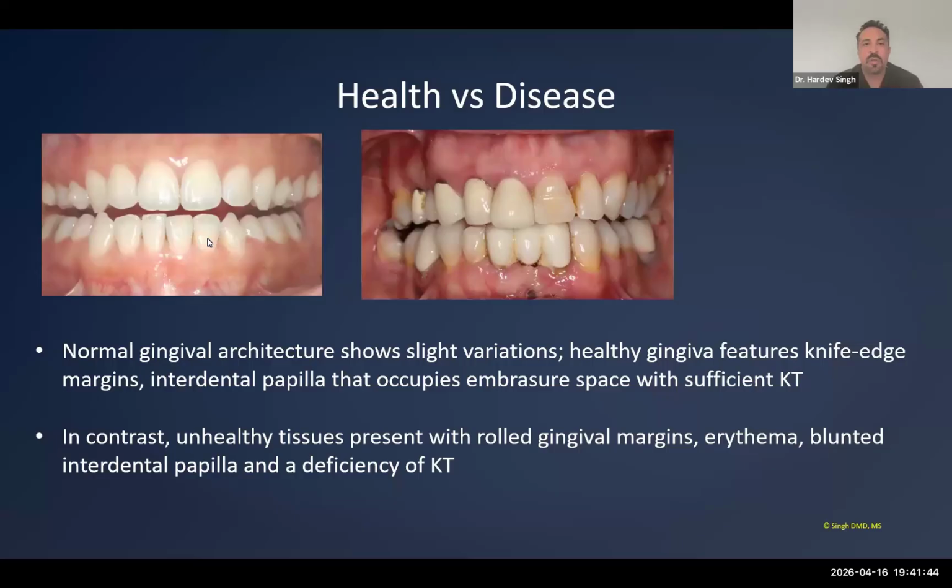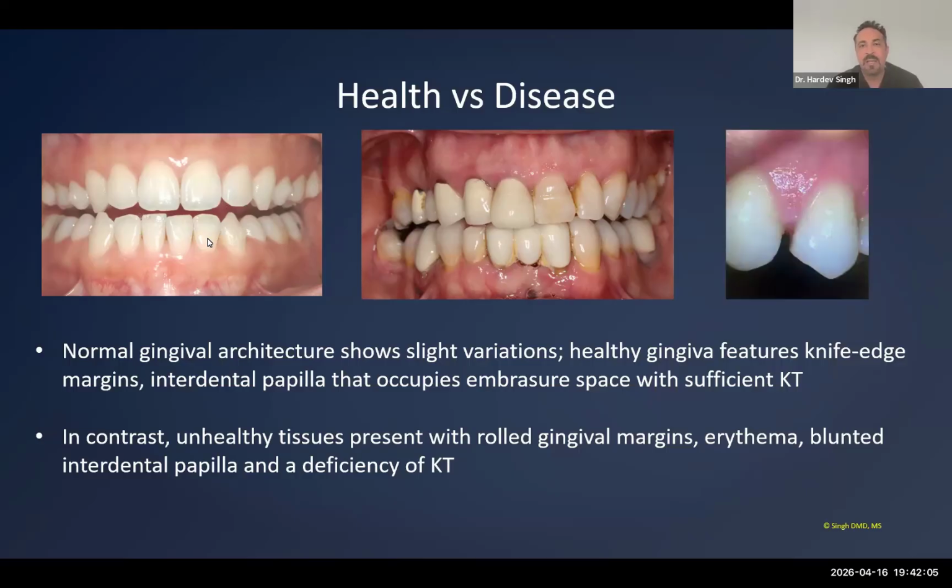Now you see the picture in the middle here, and as you can see, everything just looks off. We've got active inflammation, we've got plaque buildup, we really are missing some key keratinized tissues on the lower anterior aspects. And then when we lose papilla, it's very, very difficult to regrow papilla.